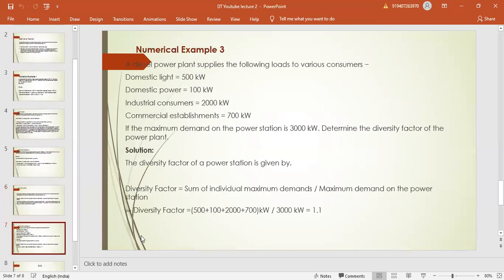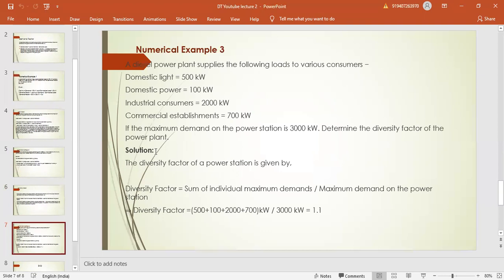Example is given. A diesel power plant supplies the following loads to various consumers. Domestic light equals 500 kilowatt. Domestic power equals 100 kilowatt. Industrial consumers equals 2000 kilowatt. And commercial establishments equals 700 kilowatt. If the maximum demand on the power station is 3000 kilowatt, determine the diversity factor of the power plant.